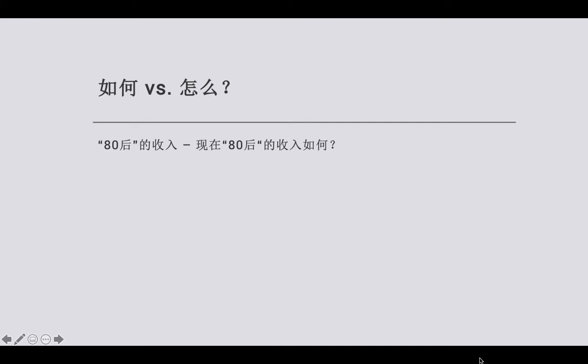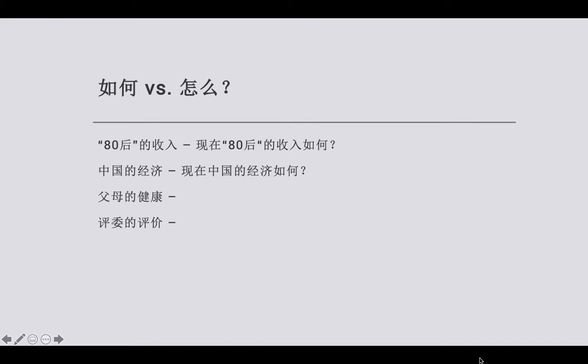It's quite easy, right? So let's try some more examples and exercises. 中国的经济, China's economy. What's the current situation of China's economy? Yes, 现在中国的经济如何?